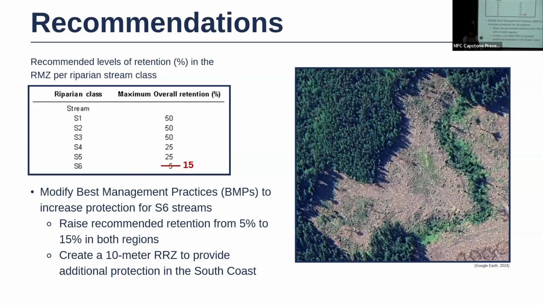Moreover, as results suggest that S6 streams in the South Coast are even more exposed and impacted by logging than the Skeena, my second recommendation is, rather than having a 5-meter machine-free zone, implementing a 10-meter buffer zone for these S6 streams to provide that extra protection that streams in the South Coast may require.